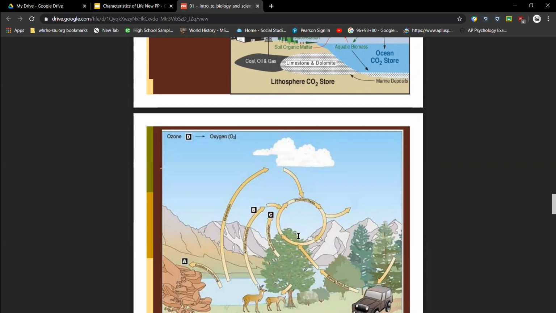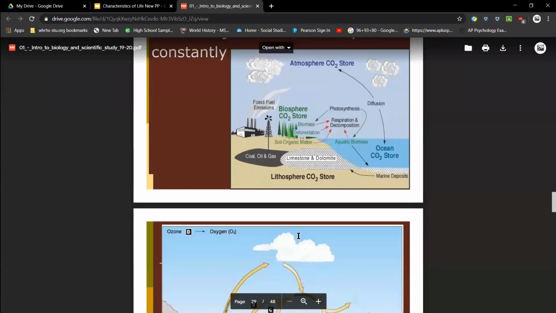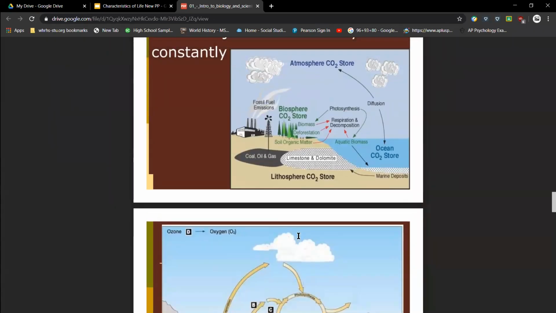And these two cycles are actually connected because when animals like us take in oxygen to do cellular respiration and make energy, we actually end up releasing carbon dioxide. In the carbon cycle, the plants will take up the carbon dioxide and will release oxygen. And so because of that, the oxygen and the carbon dioxide are constantly being cycled between plants and animals, which relates the carbon and oxygen cycles.